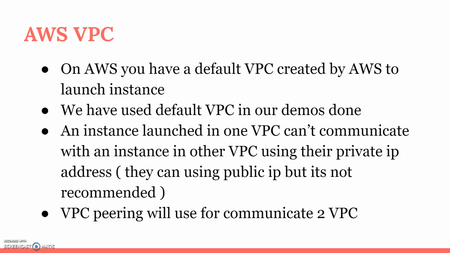An instance launched in a VPC cannot communicate with another instance launched in a different VPC with the private IP. That can be possible with the public IP, but it's not recommended. VPC peering will be used to communicate between different VPCs. So you should use VPC peering for the communication between two VPCs.